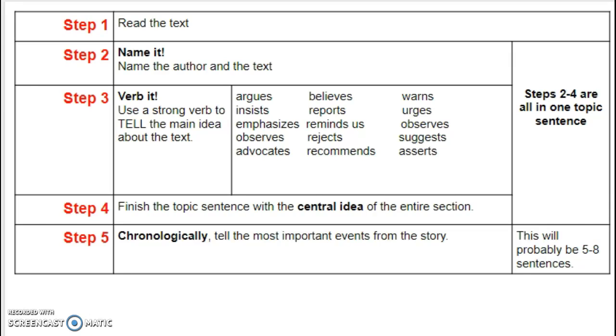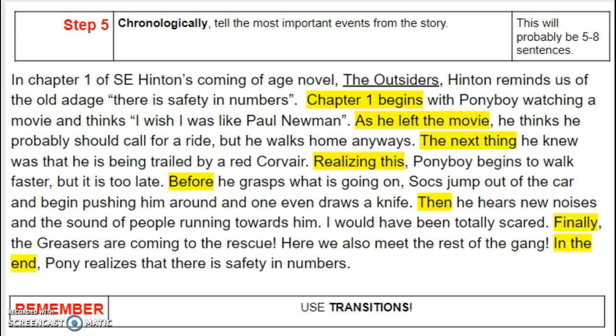Now, step 5 comes in. I want to start telling my story chronologically. This is probably going to be between 5 to 8 sentences, no more than 8. It's just a really nice, healthy paragraph to show your reader and your teacher everything that you have done. So here's my first draft of my paragraph. You can see that I'm using transitions. I have some highlighted here for you.